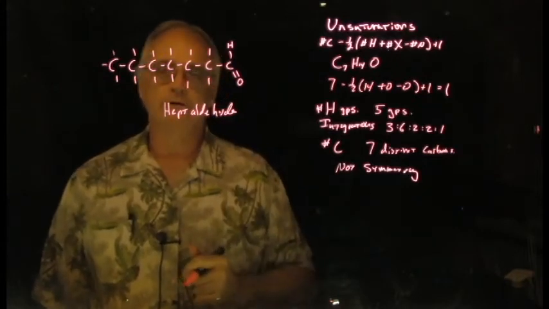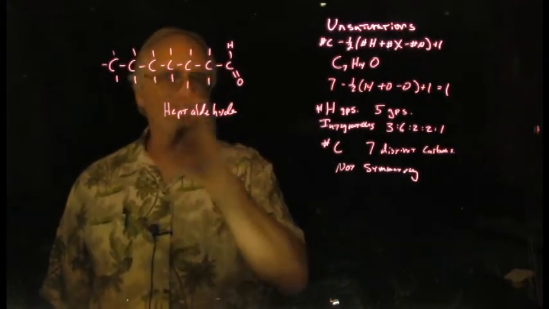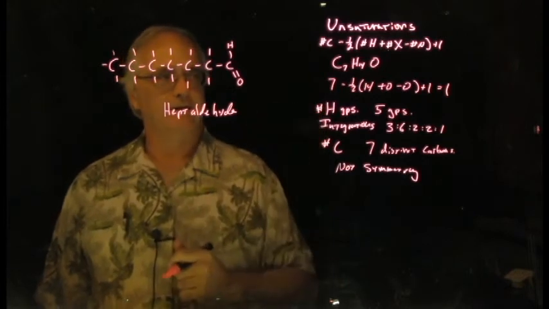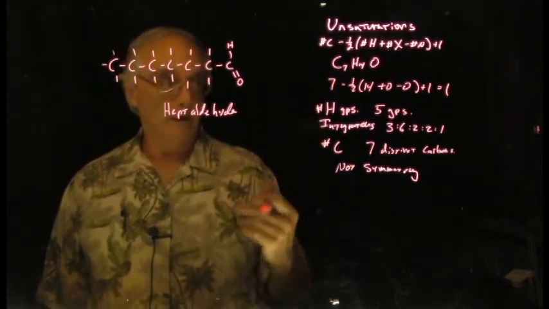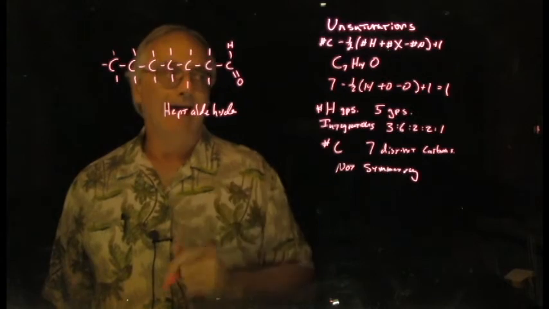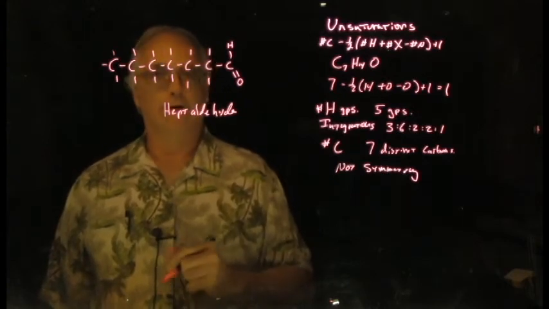So this is a reasonable structure right here for this molecule that fits the C7H14O formulation. There are other molecules you could draw that have that formula with one unsaturation.